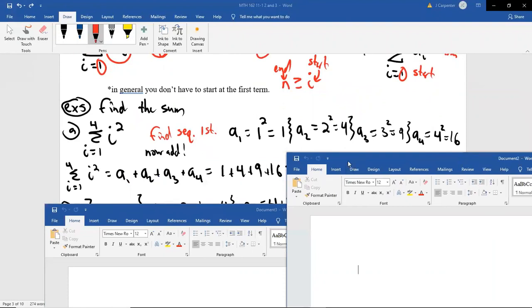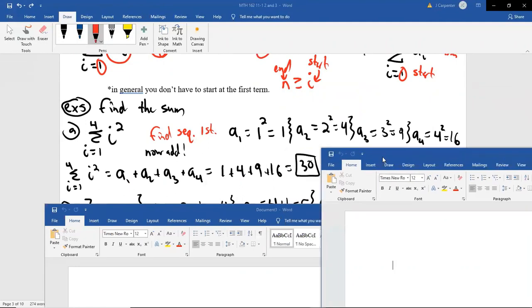1 and 4 make 5, 5 and 9 make 14, 14 and 16 make 30.